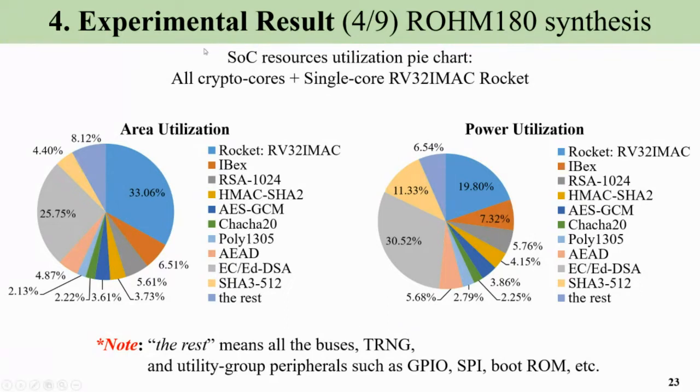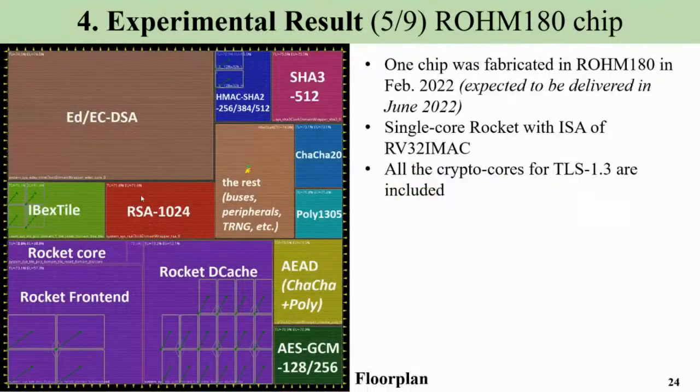Also, all the crypto cores are included, with one single core of Rocket Chip, 32-bit IMAC, in the area and in the power. Yeah. So the Rocket also still holds the majority of the area. And we also fabricated one chip in just February of this year and expected to be delivered in this month. Actually, I think it will be delivered maybe at the end of this month or the next month.